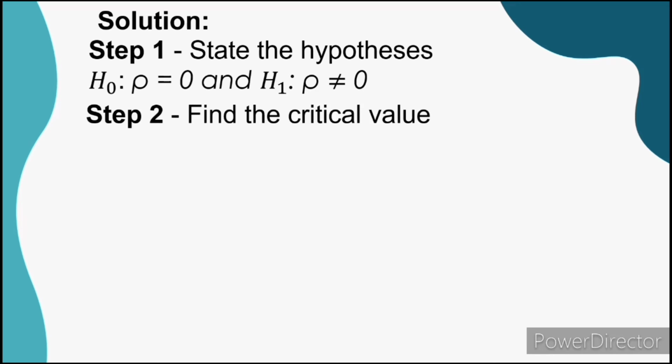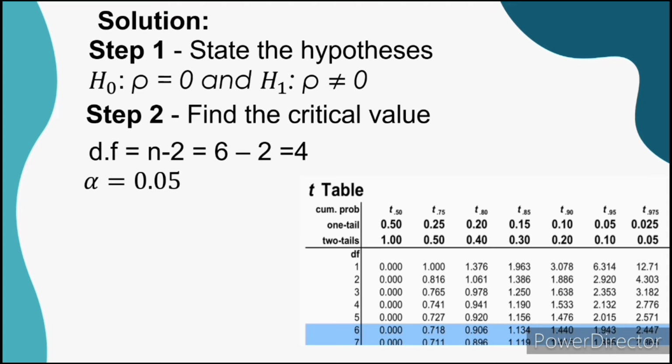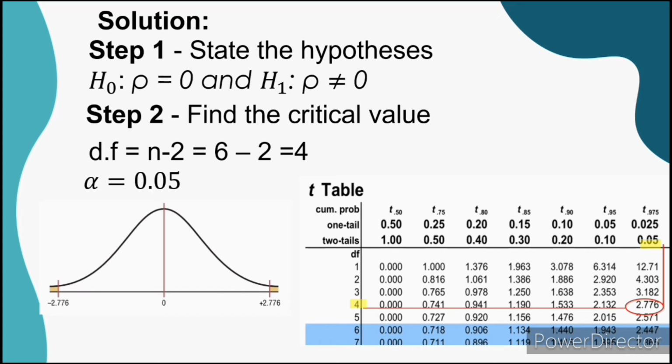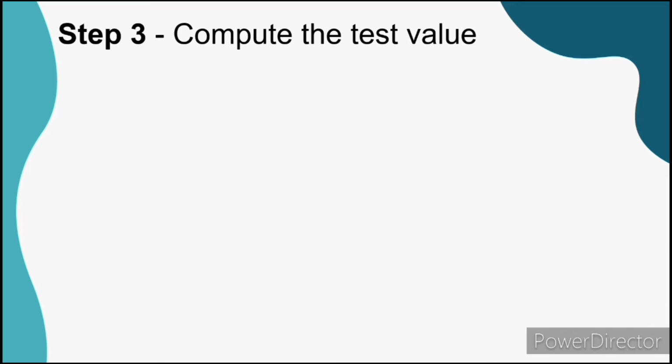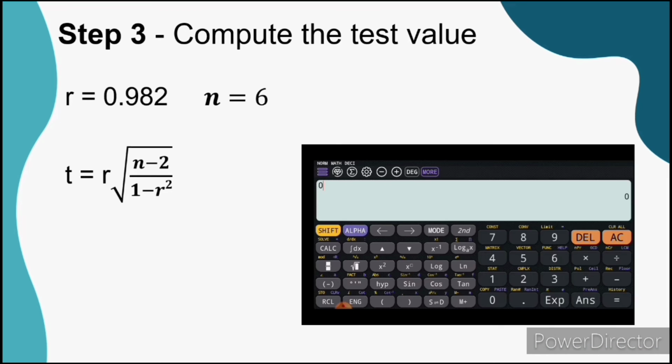Step 2, find the critical value. df is equal to n minus 2 is equal to 6 minus 2 is equal to 4. And we have alpha equal to 0.05. So, hahanapin natin sa t-table yung intersection ng alpha at 0.05 and yung ating degrees of freedom na 4. So, ang intersection nila is 2.776. Since it is two-tailed, our critical value is positive and negative 2.776.